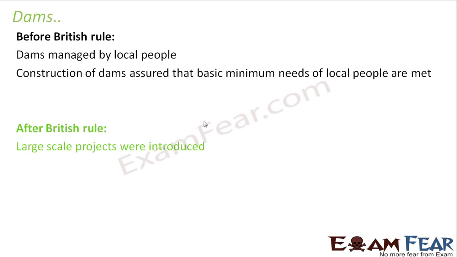Because in order to develop industrialization, and that is how industrialization took place in India. Earlier you did not have many factories and industries, so the industrial revolution came up only after the British rule. After that, large scale projects were introduced, so people started constructing large dams.